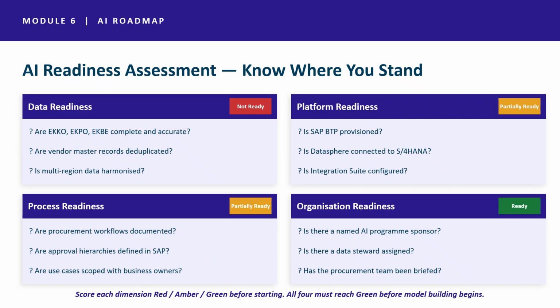And organization readiness: is there a named AI program sponsor? Is there a data steward? Has the procurement team been briefed? Score each dimension: red, amber, or green. All 4 must reach green before model building begins. This sounds obvious. Nobody does it. Start here.